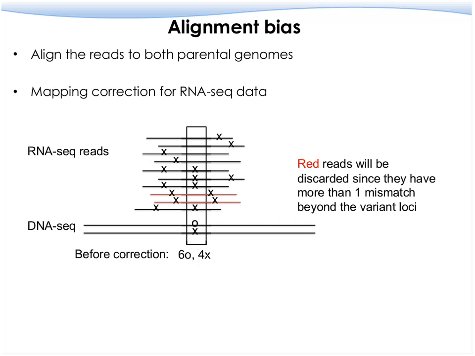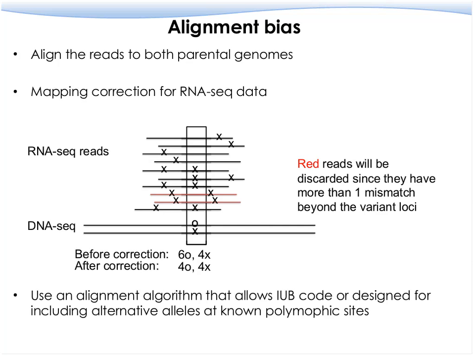However, the red reads need to be discarded because the alignment algorithm actually gave additional advantage to them, because everybody else has only 1 mismatch beyond the variant locus. And so after this correction, removing these red reads, we might have just 4 reference and 4 alternative. So the bias is completely gone. We have done this for several different studies, and we found that this analysis is reasonably powerful in terms of removing some of the algorithm-specific bias.